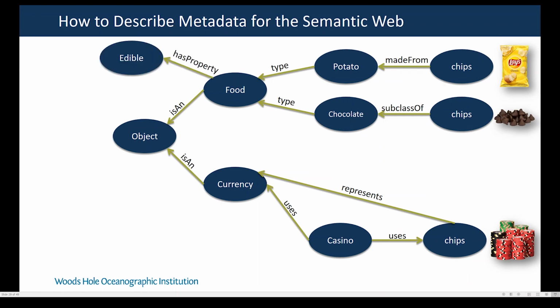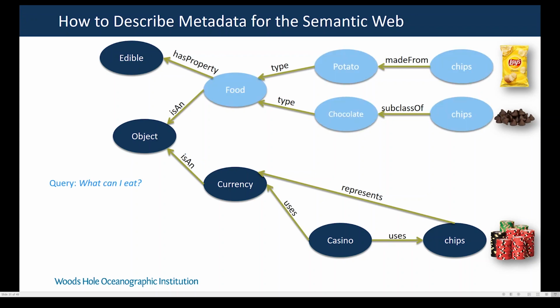One of the powerful things about using an ontology is that you can start to add additional information to describe objects or entities. So we can add that food has the property edible. And because of class inheritance, when we query, what can I eat? We now know that food and everything below it is edible. And so we now know that both the potato chips and the chocolate chips can be results for what you might be able to eat.